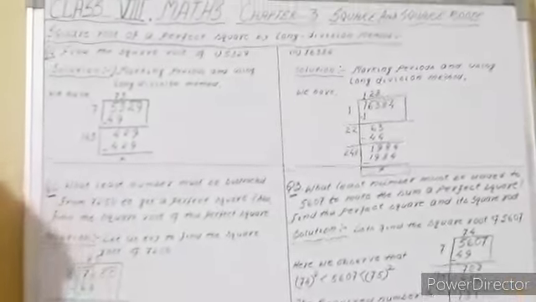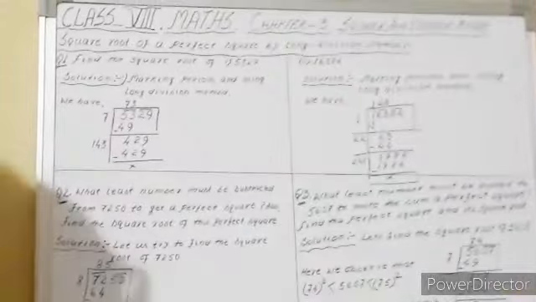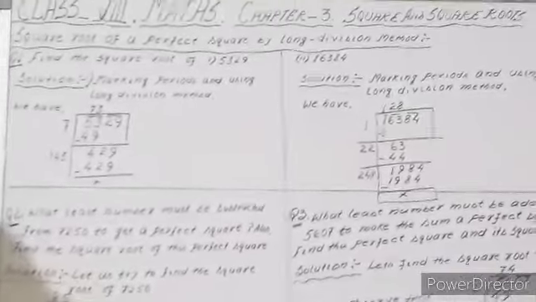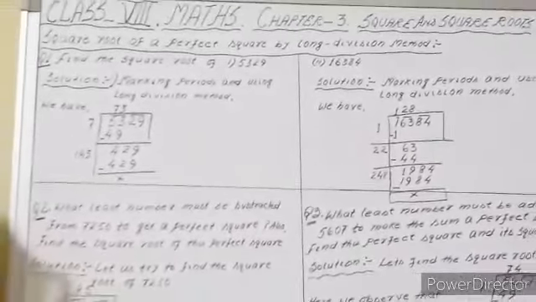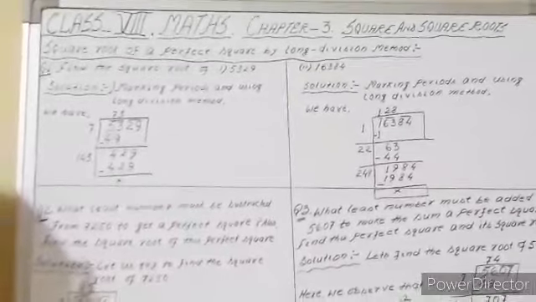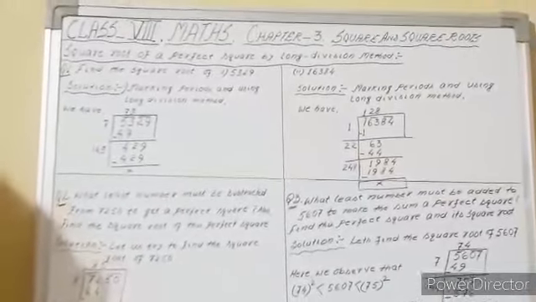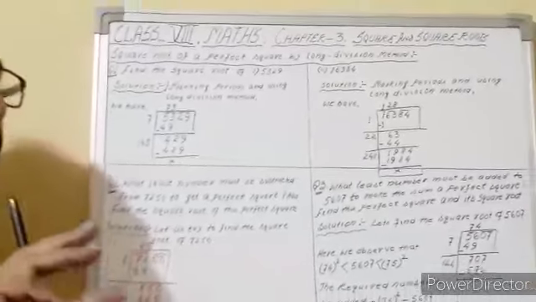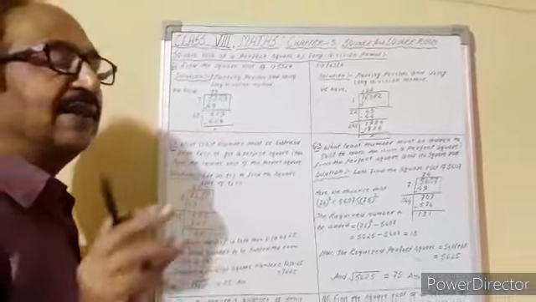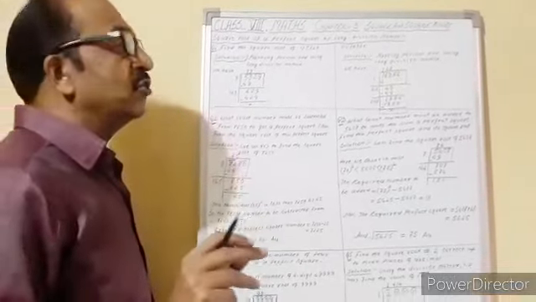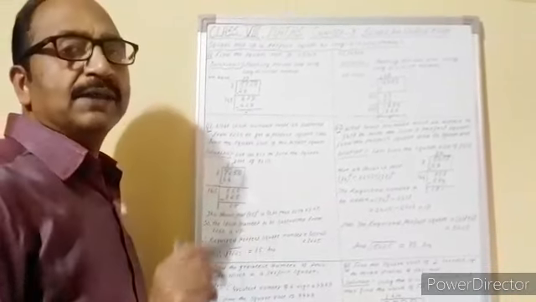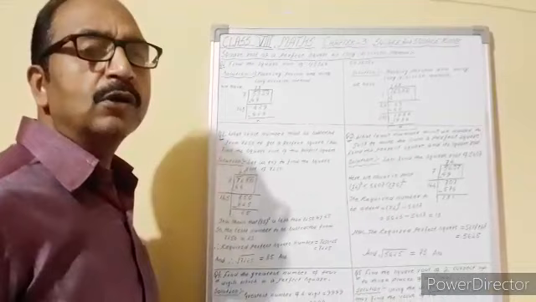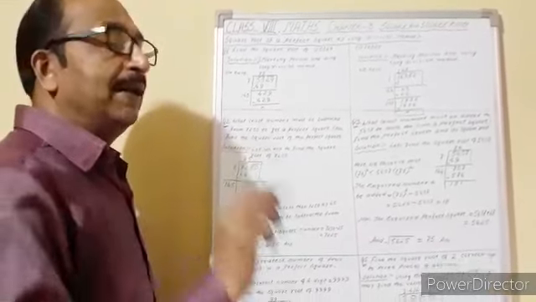We all know this method is very essential because when there is a large number, it is very difficult to determine its square root by the factorization method. So in order to make our calculation easier, we go straight with the long division method to determine the square root of any given number.